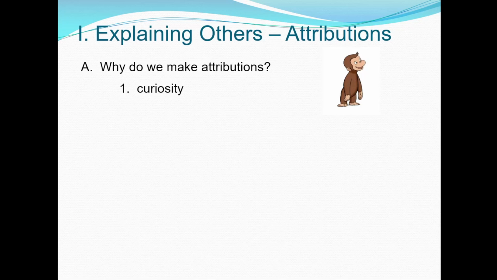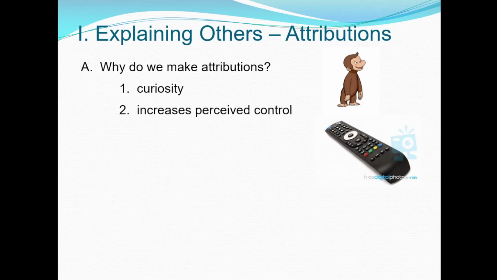One maybe simplistic answer is curiosity. Human beings are curious. Maybe it's an evolutionary thing, because maybe if we were not curious, we wouldn't have survived as well as a species. But it's just intellectual curiosity. Why? I just want to know. A more complicated answer, and probably more relevant to most of the examples that we can think of, is that making attributions increases our perceived control.